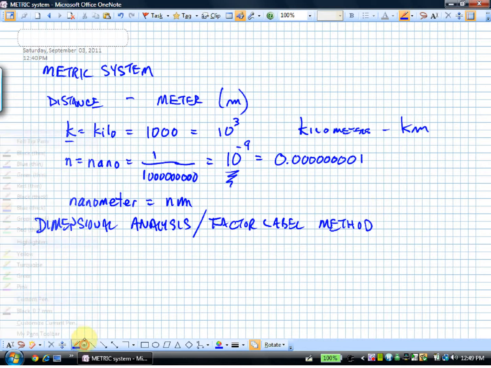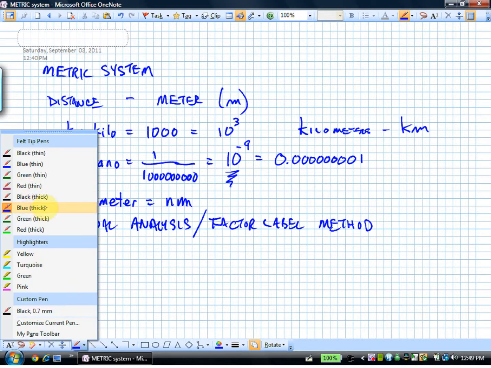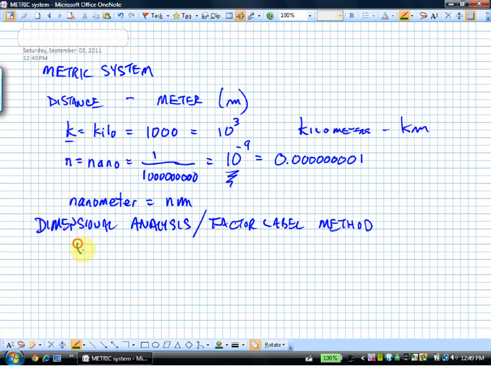And the dimensional analysis approach, or factor labeling method, really focuses on the unit. I'm going to change color here. Let's see. Focus on the unit. Unit focus. We actually use units to help guide our problem solving.